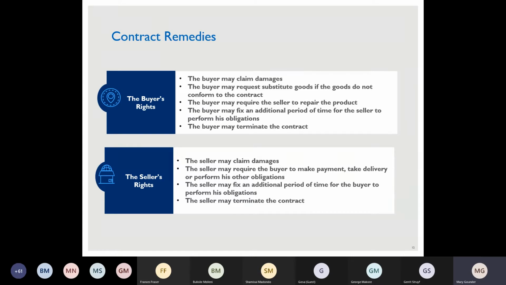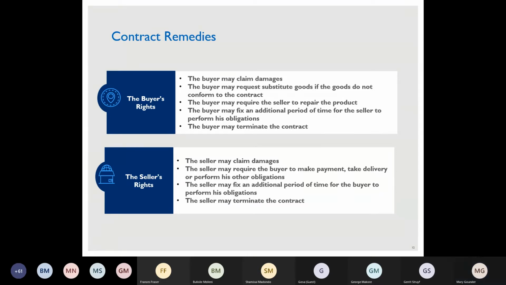I can also give you an additional period of time to perform your obligation. So if you haven't delivered on time, I can say, I'll give you an additional week. Or I can say, I'm terminating the contract because I'm not happy with it. The seller's rights, which are your rights: you can claim for damages if I haven't made payment on time. Or you can require me to make payment or take delivery or perform any of my other obligations that I'm required to.